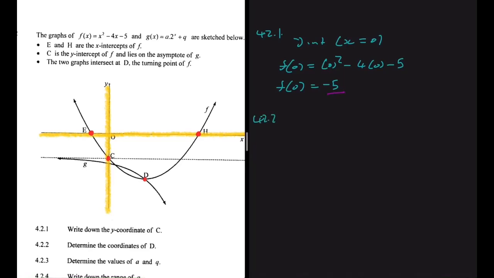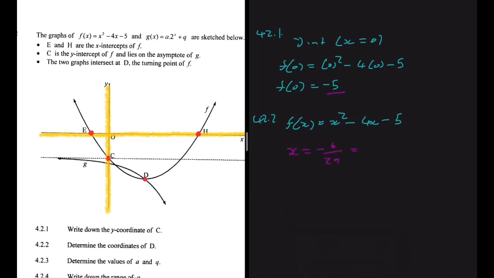D is the turning point of f of x, right? So we have f of x, let's not forget, being equal to x squared minus 4x minus 5. If we want to find the coordinates of the turning point, it's beneficial if we start with the x value of the turning point, because we have a formula for that. We can say that x will be equal to minus b divided by 2a.